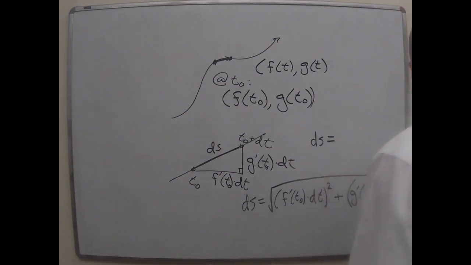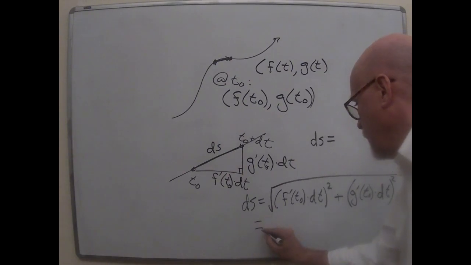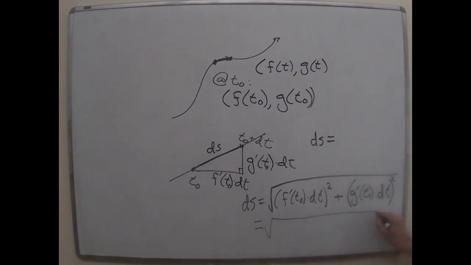Take this little cup out of the way. You see how you're going to get f prime squared dt squared and g prime squared dt squared? There's a dt squared in both of those, which can be factored out. In fact, since it's squared and under the square root, you can pull it outside of the square root and just call it dt. What remains inside the radical is f prime squared plus g prime squared.